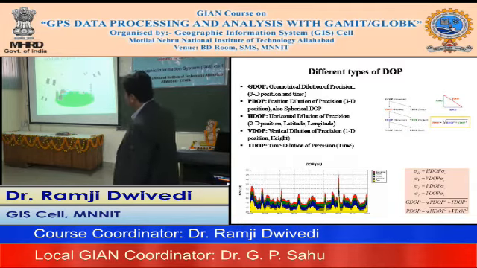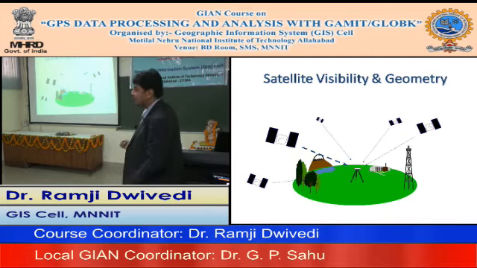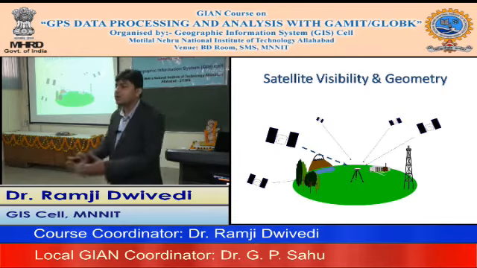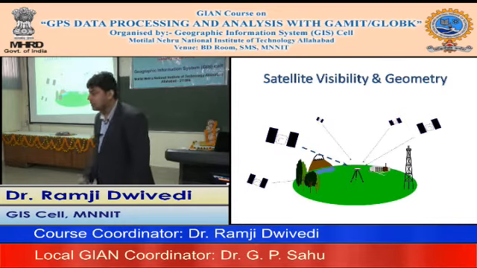So yes, this is how to look at the satellite visibility and geometry: these are your different satellites. We don't want our satellites to be very near to each other. That's why we avoid those kinds of situations. Why?